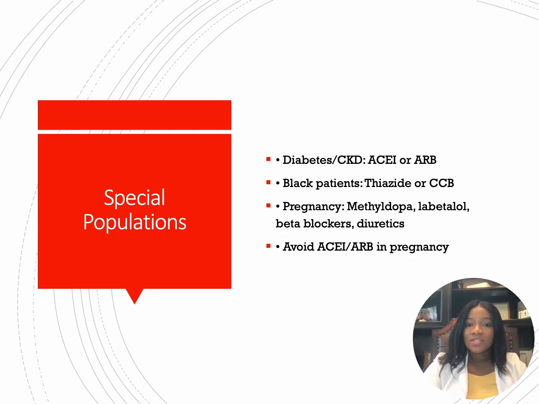Remember, your diabetic patients and your chronic kidney disease patients should be on an ACE or ARB for renal protection. Your black patients respond best to thiazides or calcium channel blockers. And your pregnant patients, you have to be careful with them. They can be on either methyldopa, labetalol, beta blockers, or diuretics. You need to remember this. You need to avoid ACE inhibitors or ARBs in pregnancy because they are contraindicated.